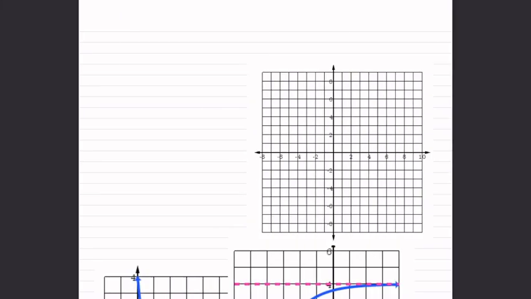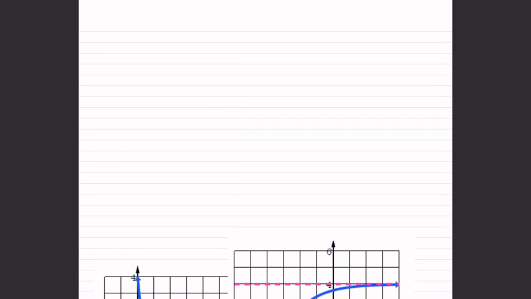So now we're going to move on to the next type of problem we could see, which is writing equations. And we'll do 2 examples here as well. Writing equations.